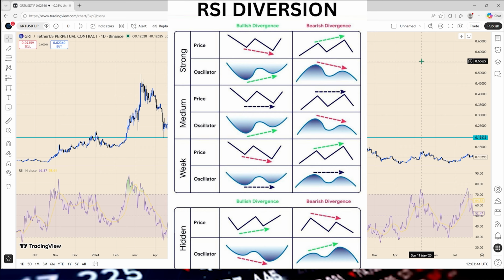At the bottom, we also have something called hidden divergence. This is more advanced, and it usually means the trend continues, not reverses. But for now, focus on the basic divergence. So the key idea is simple. When price and RSI move in opposite directions, something is changing in the market. All right, now that you understand this, let's go to the real chart and see how this looks.